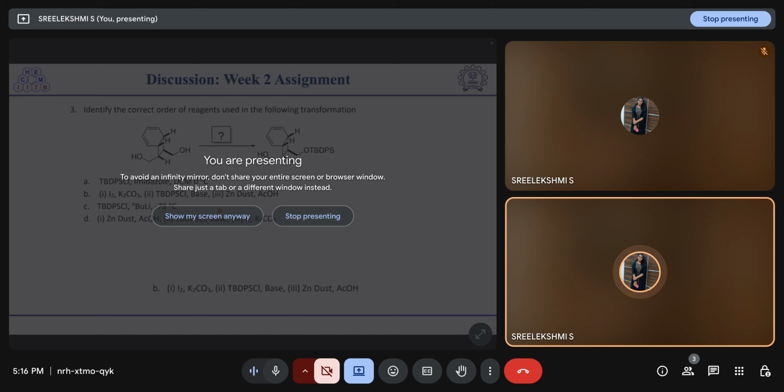So here the correct answer is iodine, K2CO3, then TBDPSCl and base, then zinc dust and acetic acid. Here is the reason why we are not directly treating it with TBDPSCl imidazole: there is a selectivity issue between the two primary hydroxyl groups present here. Directly treating with TBDPSCl, imidazole, DCM conditions can give the di-substituted product. So that's why here it is followed in a sequential manner.